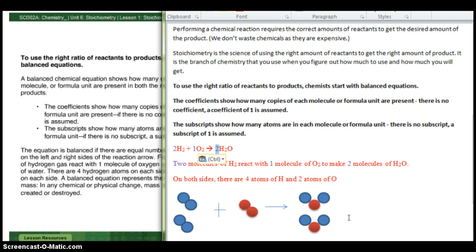We can easily see when I drew it that there's 4 blue hydrogens on each side and 2 red oxygens on each side. We know that from the equation because 2 times 2 is 4. 1 times 2 is 2. Hydrogens, again, 2 times 2 is 4. And 2, we have to distribute it over to our oxygen, gives us a total of 2 oxygens on the product side as well.